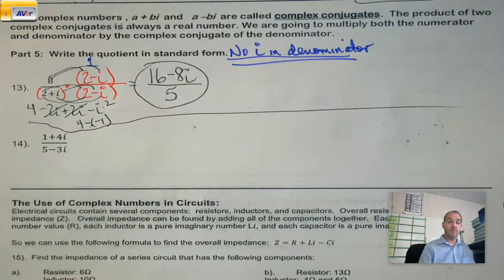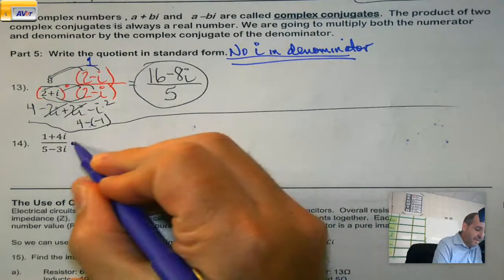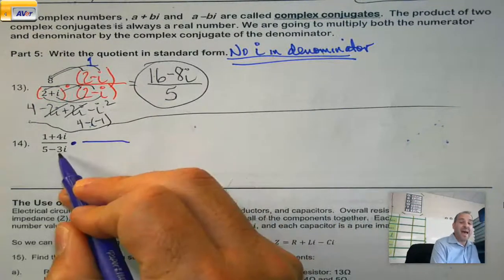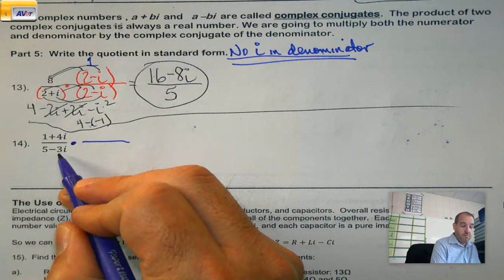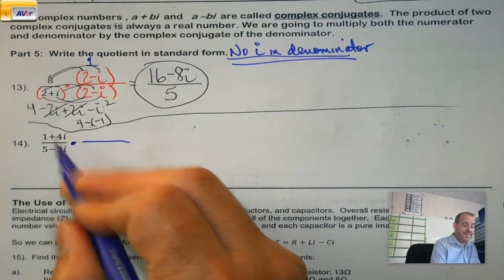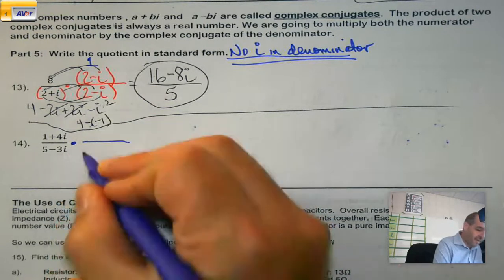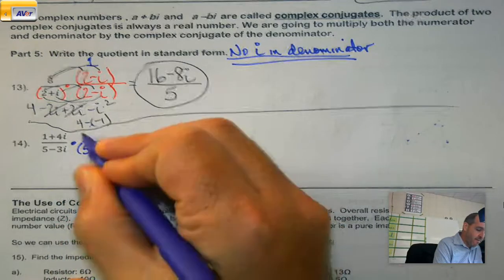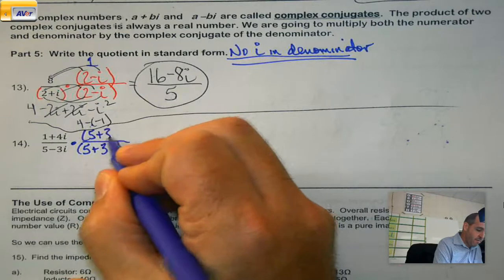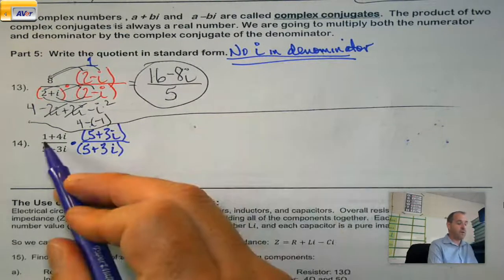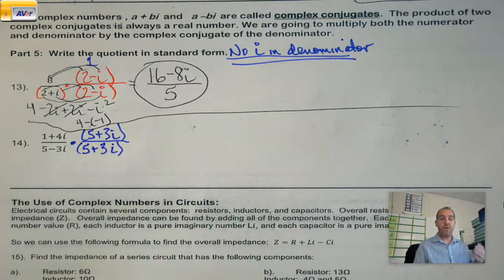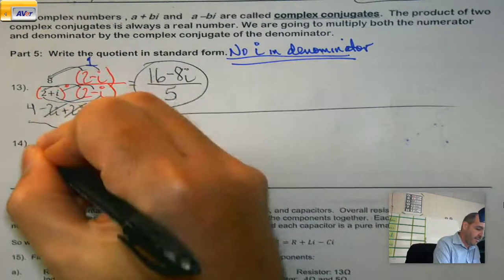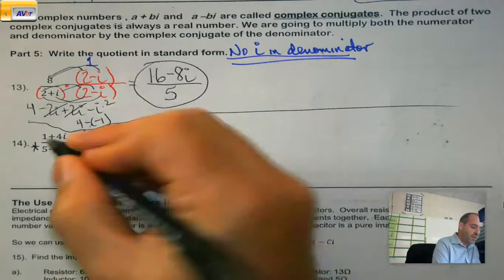14, same thing. Find that complex conjugate. In the denominator, okay, I don't get to choose here. This is the one that's bad that I need to fix. Change the sign of i. Same for top and bottom. I don't come up here and do 1 minus 4i. Whatever you do for one, you have to do for both. And it's all about the denominator. Keep that in mind.